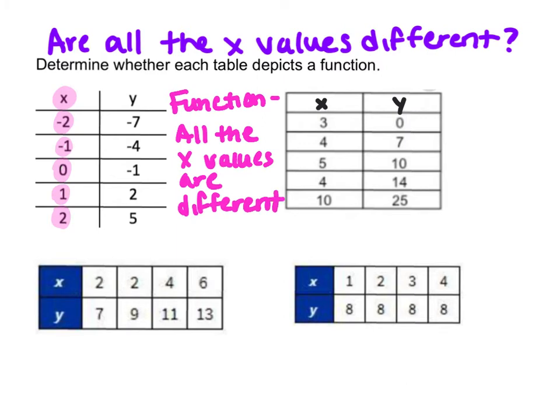For the second example, we are again asked to determine if it's a function. So if I look at the x values, I have 3, 4, 5, 4, and 10. However, we should identify that this value of 4 is repeated. So it would be not a function.